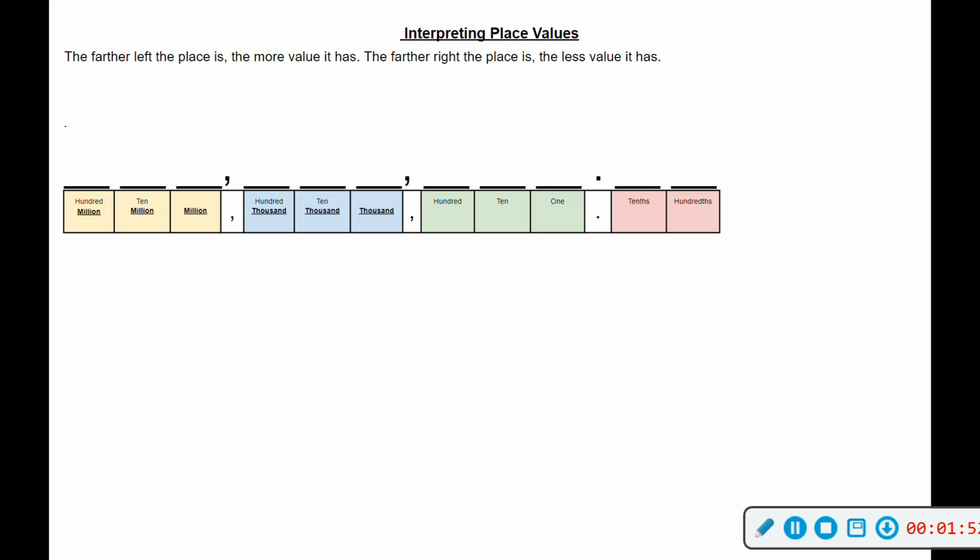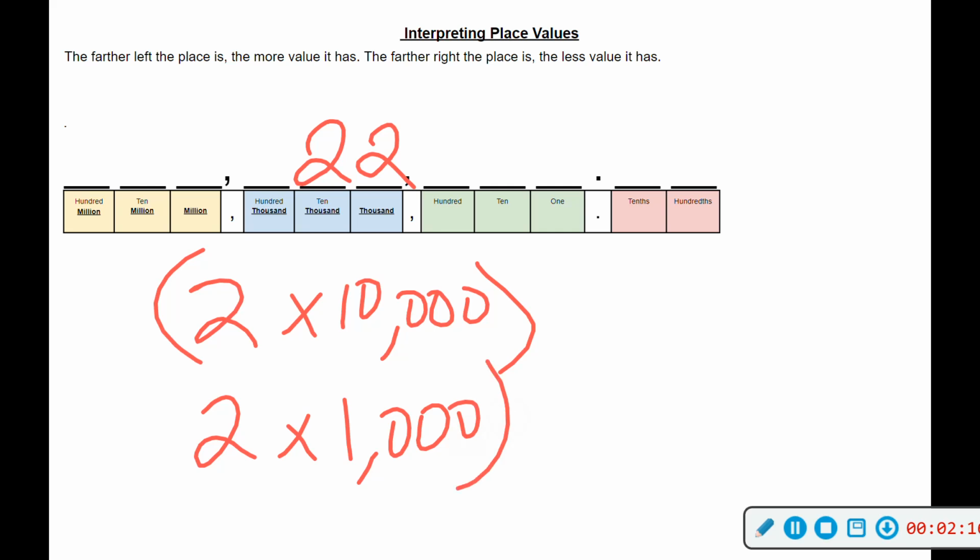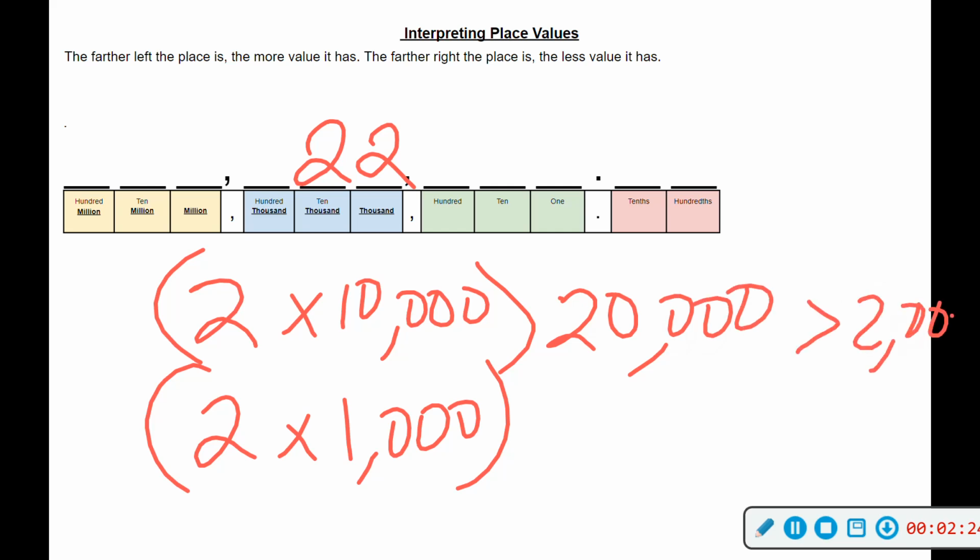Now, the farther to the right that you go, the less value it has. Take, for example, I have a 2 in the 10,000s place and a 2 in the thousands place. This would mean that I have 2 of the amount of 10,000s and I have a 2 in the thousands. If you were to ask which one is greater, you would know that 20,000 is greater than 2,000. So that means the farther right we go, the lesser the values of all the numbers are going to be.